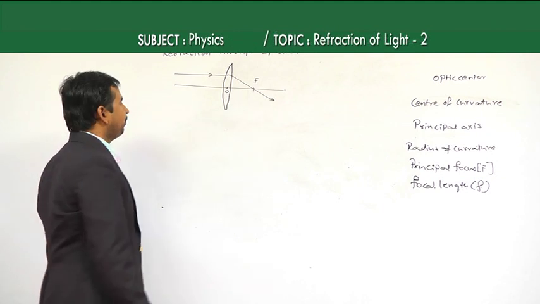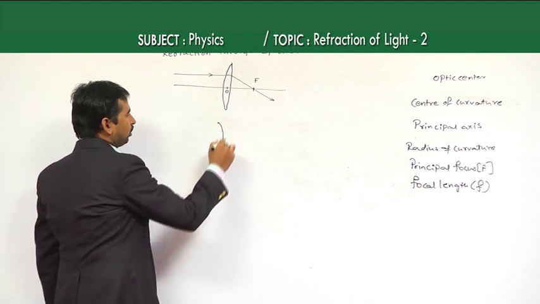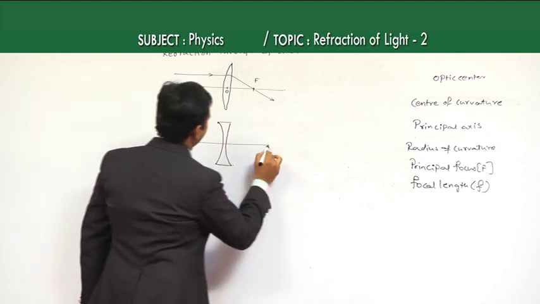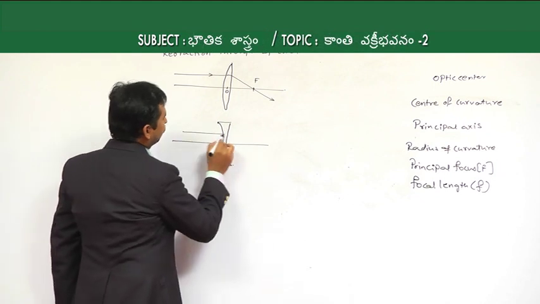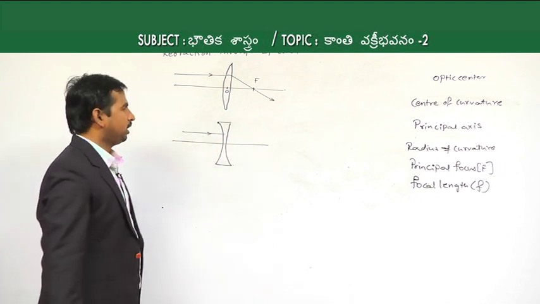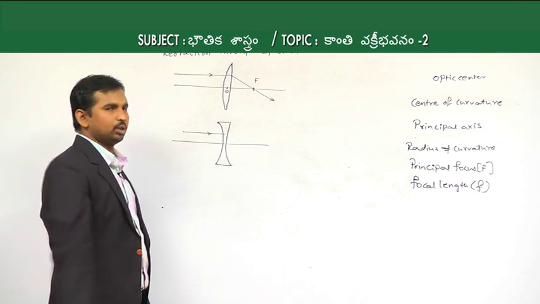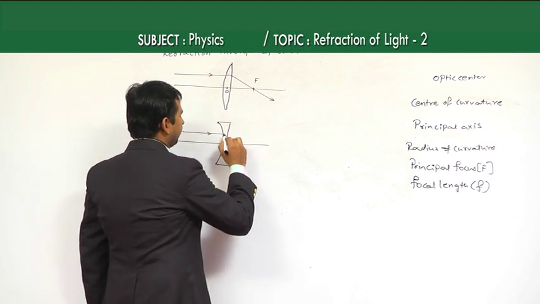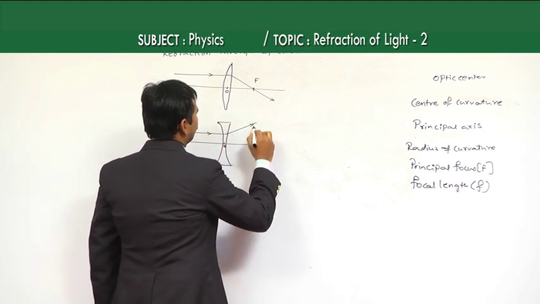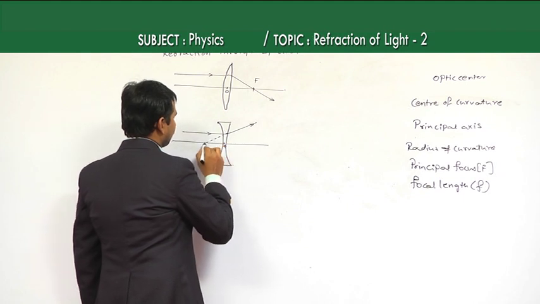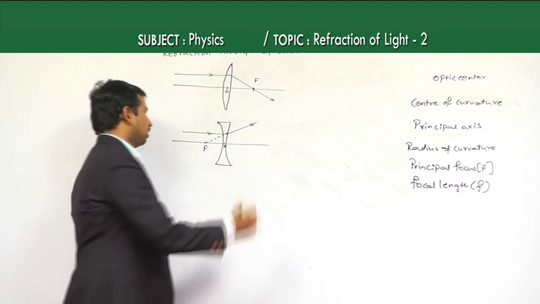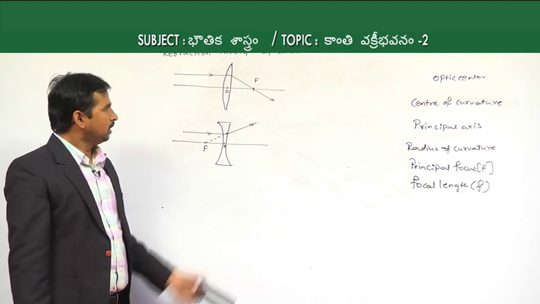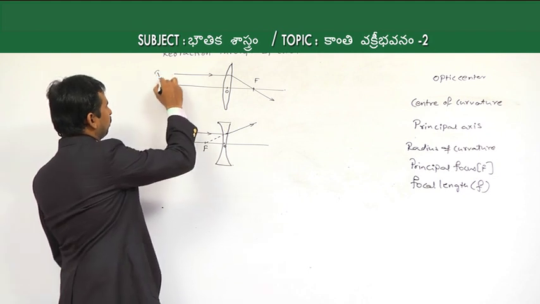And if you are taking a concave lens here, a double concave lens like this, after refraction like this, now we are taking again a straight line passing parallel to the principal axis. Now after refraction, the light ray appears to pass through the focus. This is the first important rule we have.